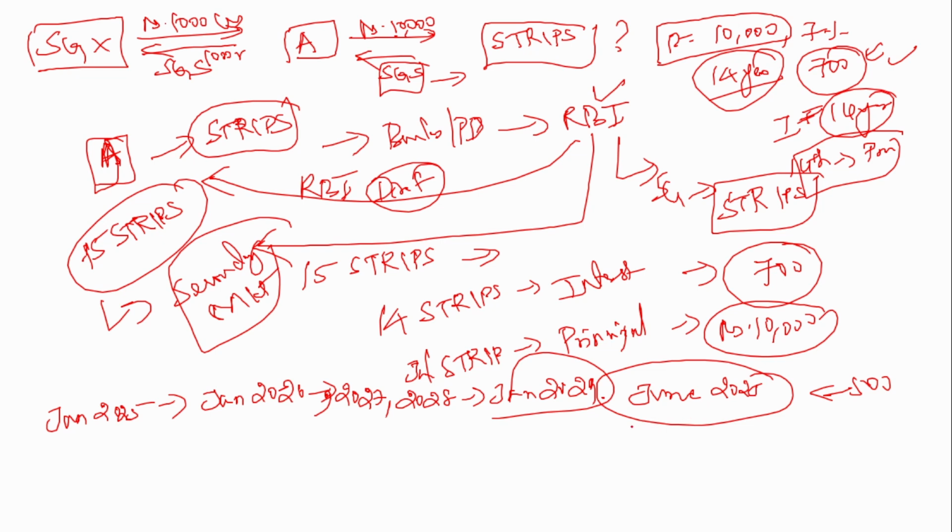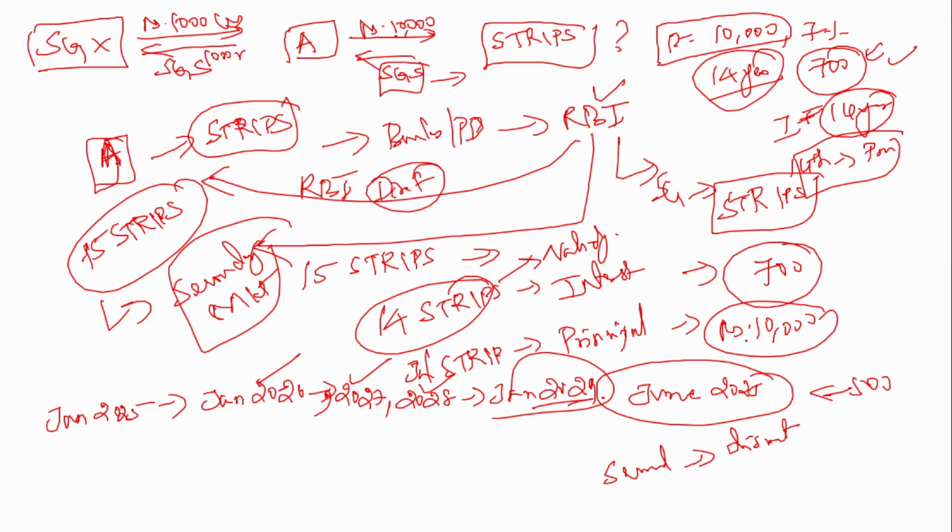So now what can he do? He has 14 strips, right? Each strip will have a validity, like Jan 2026, Jan 2028, Jan 2029. So he can sell the Jan 2029 strip in the secondary market. These strips will be sold only at a discount.